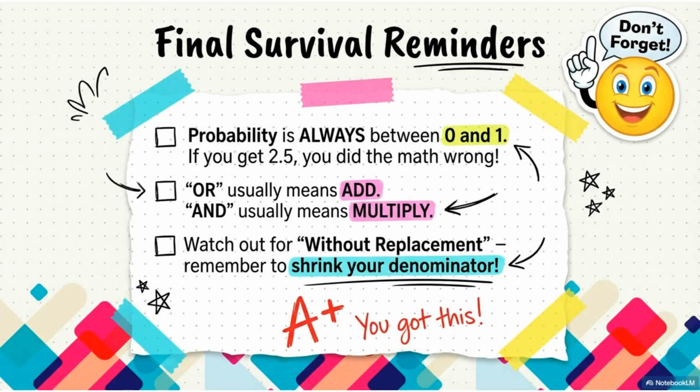To wrap up, keep these survival reminders. Probability is between 0 and 1, OR means add, AND means multiply, and always check if you need to shrink your denominator.